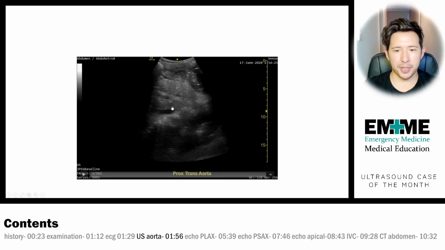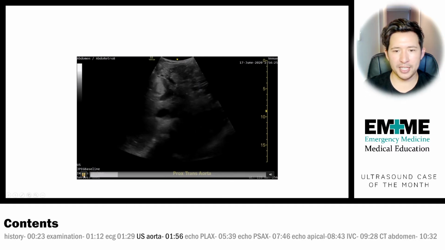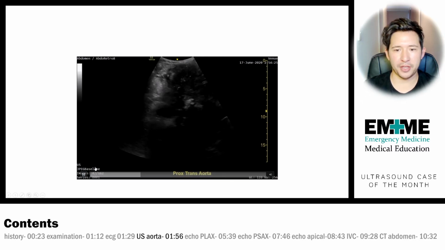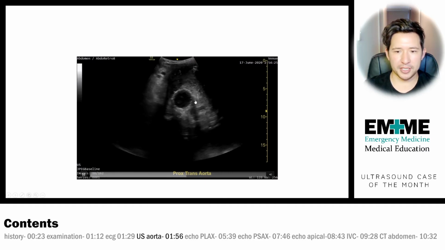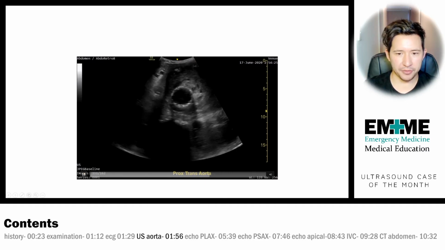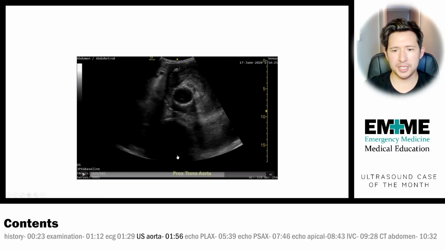So we're going to start by basically putting the probe pretty much up underneath the xiphisternum in the transverse plane, and then we're going to see when we can catch a glimpse of the aorta, and I'll just play you this clip now. So as we move the probe further down and start to look more inferiorly, we start to get some images coming into view. Now I'll pause this here.